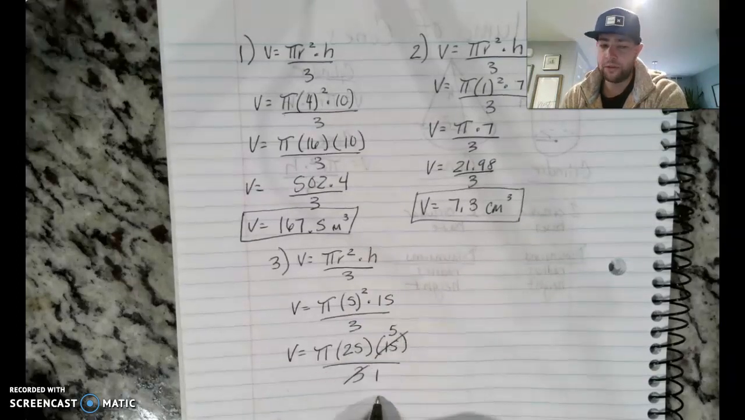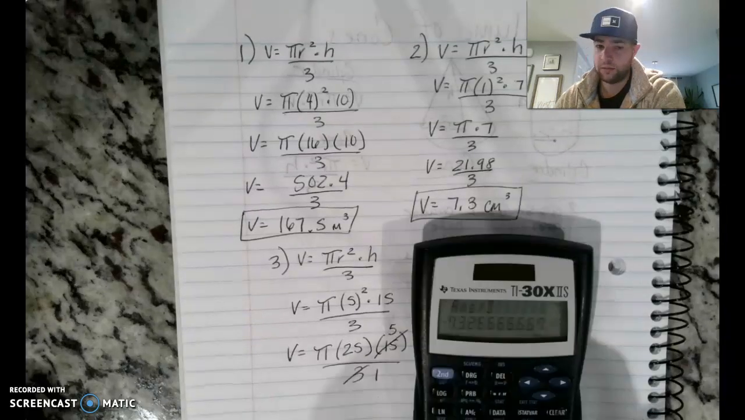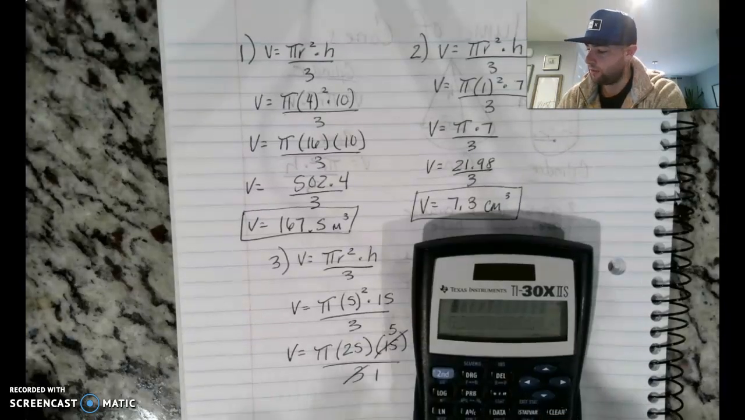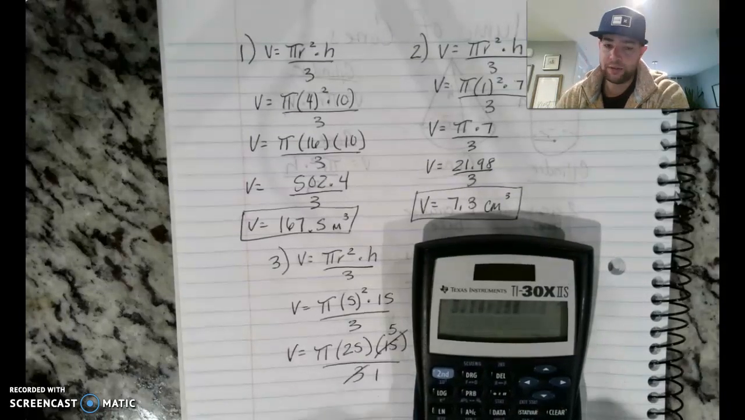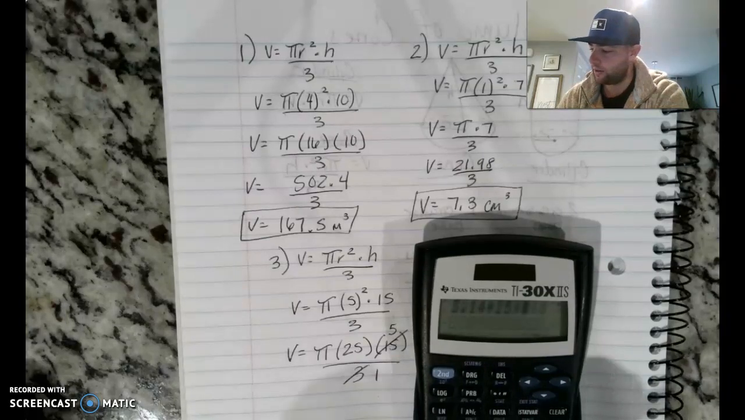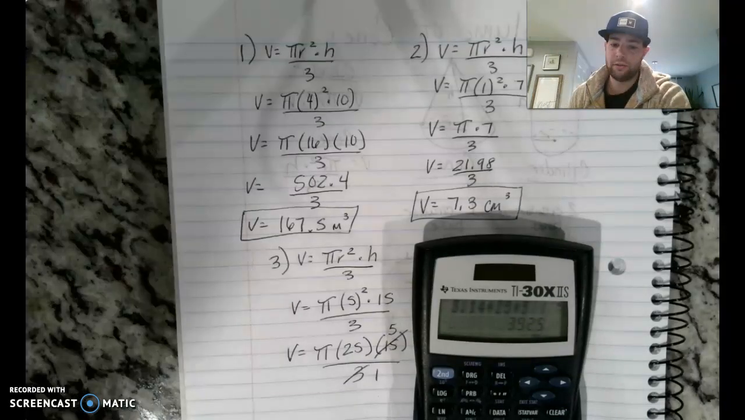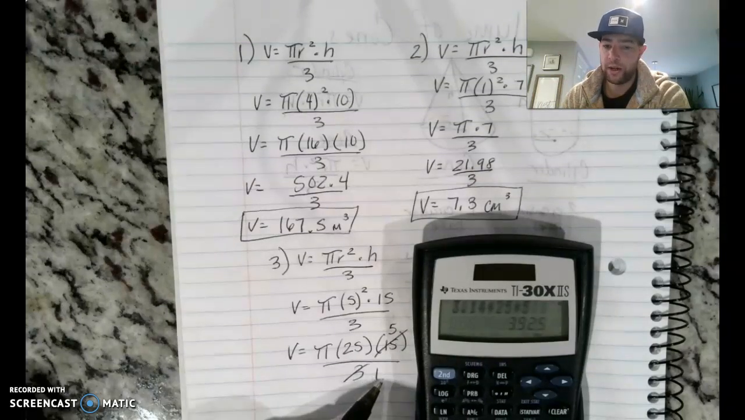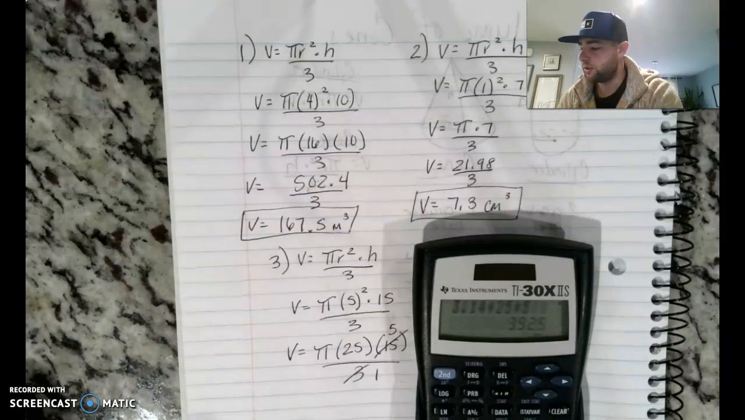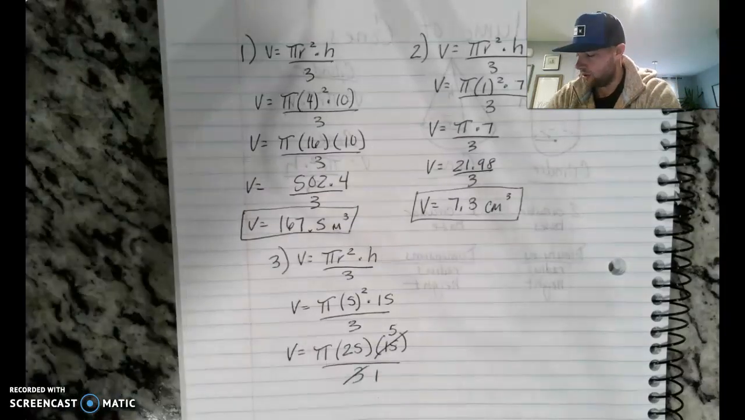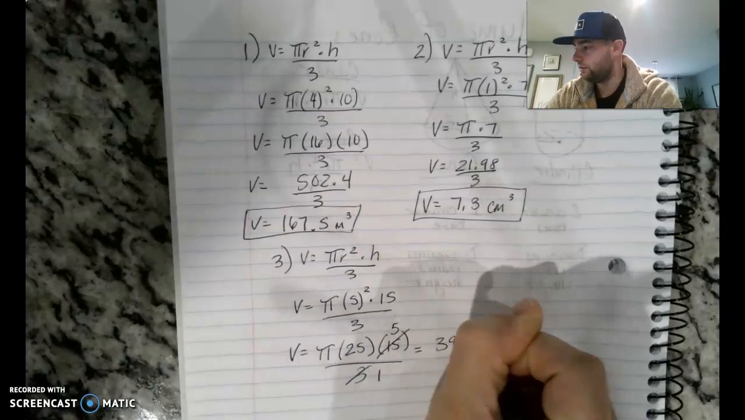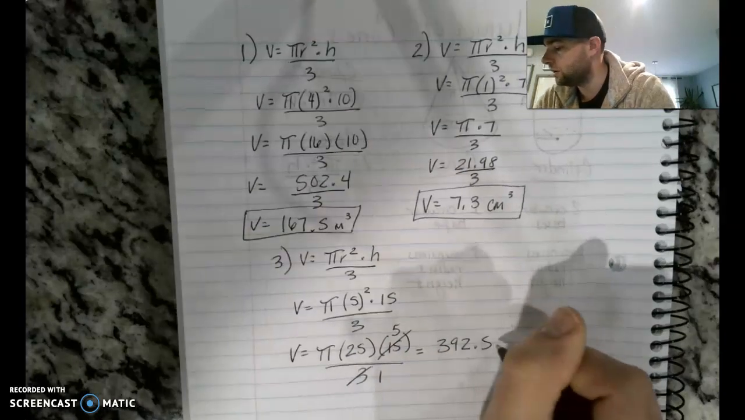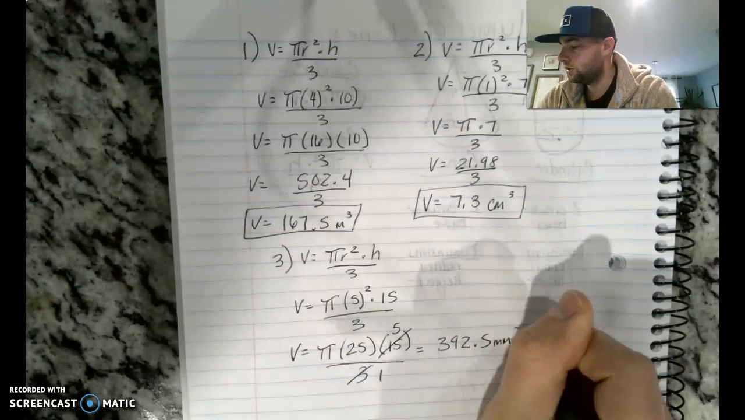So now I have pi times 25 times 5 divided by 1. So really all I have to do now is, in my calculator, I'm going to do pi 3.14 times 25, and we divided 15 by 3 to get 5, so I'm just going to multiply by 5 and hit equals. So that gives us 392.5. And notice we turn this into a 1 by simplifying first before we multiply. So we have our volume. It's going to equal 392.5. And then we have millimeters cubed.